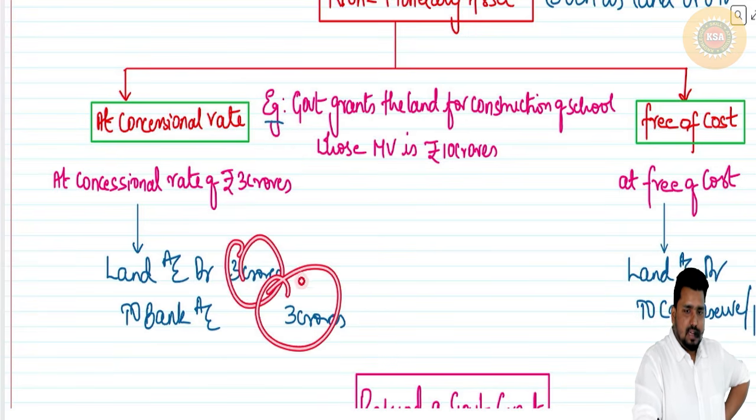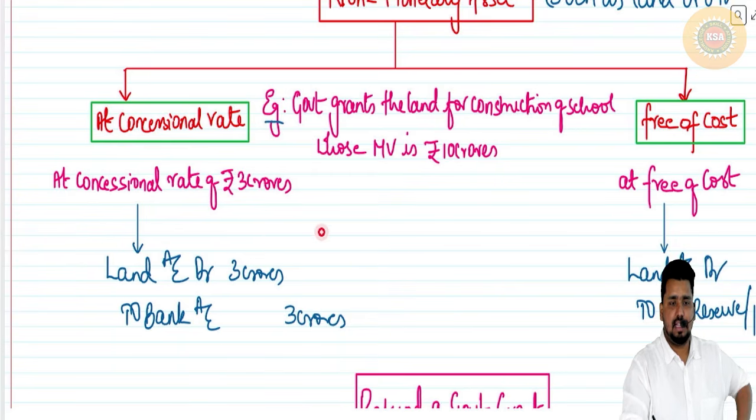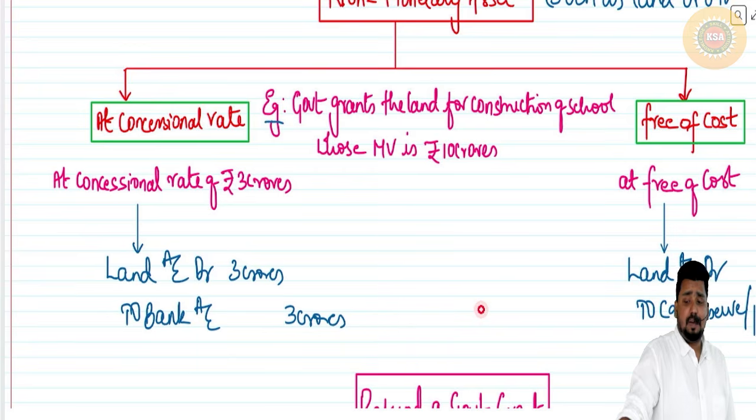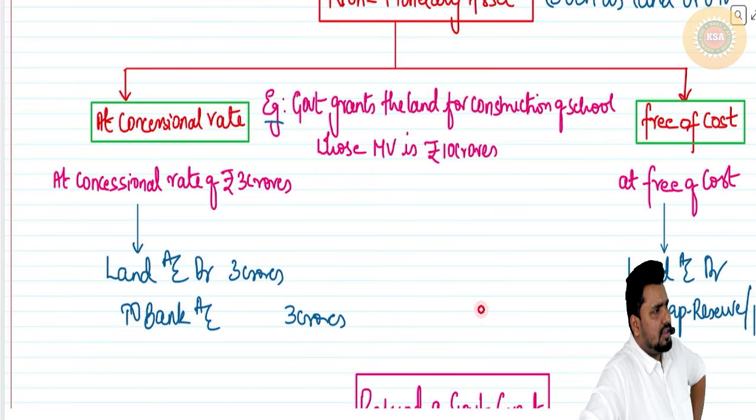Then suppose the government did not get even 1 rupee. They are giving it freely. Then land will be debited. For the corresponding credit, shall I write bank? No, I should write capital reserve, because there is no condition to be satisfied. They are just giving it free of cost. But what value will I write?